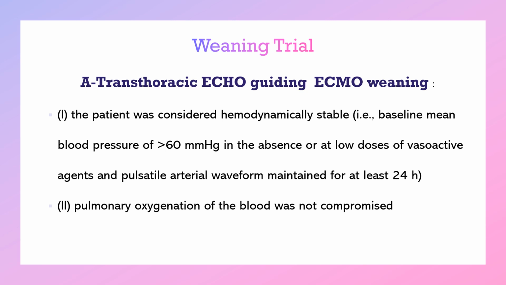The question is how to do a weaning trial. This question has several answers. No unique trial, no unique steps. There are multiple schools for weaning of VA ECMO. Some of them use transthoracic echo, some use pulmonary artery catheter, some use transesophageal echo. And the target for all of them is to search for the suitable window for weaning.